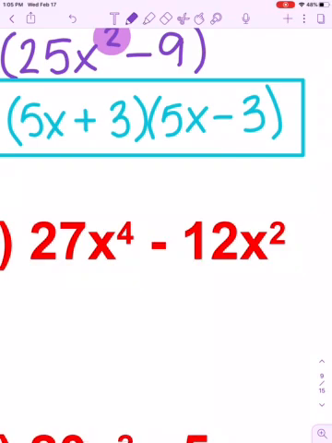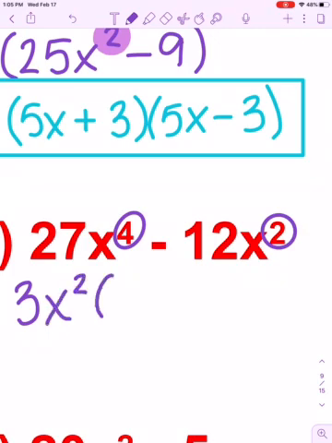All right, this one is a little different, so it's okay. 27 and 12 have a common factor of 3. This has 4 x's and this has 2. So I can take out as many as the littlest one has to give me, which would be 2. So I can take out an x squared. 27 divided by 3 is 9. I used to have 4 x's. I took 2 of them out, so I still have 2. Minus 12x squared.